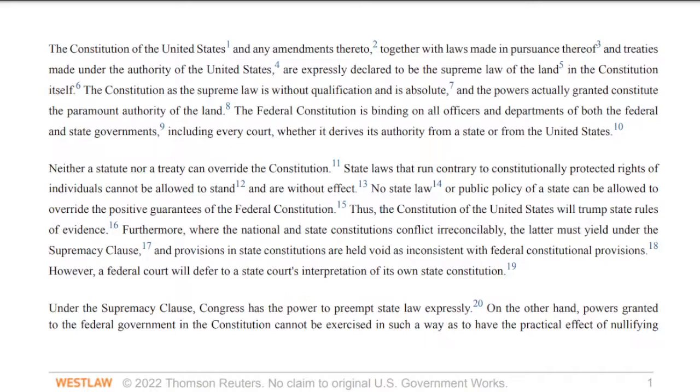No state law or public policy of a state can be allowed to override the positive guarantees of the federal Constitution. That means constitutionally protected rights of individuals cannot be allowed to stand and are without effect.